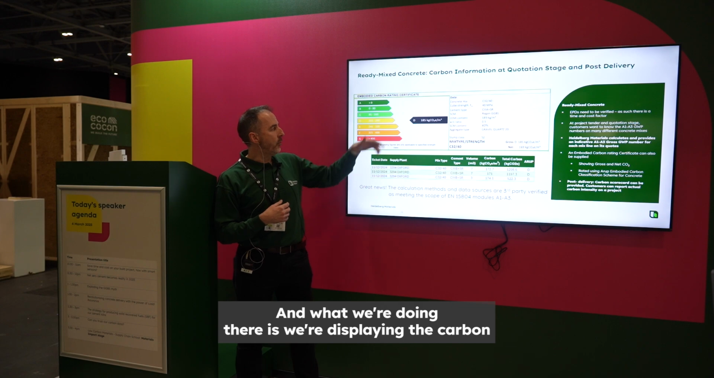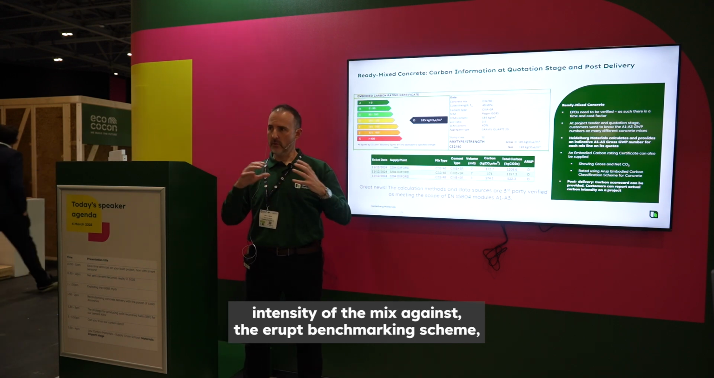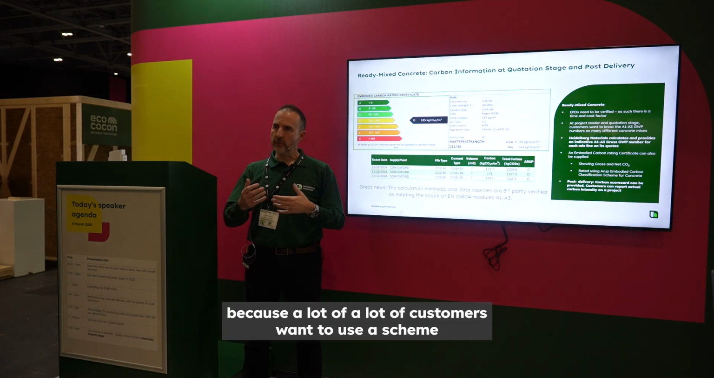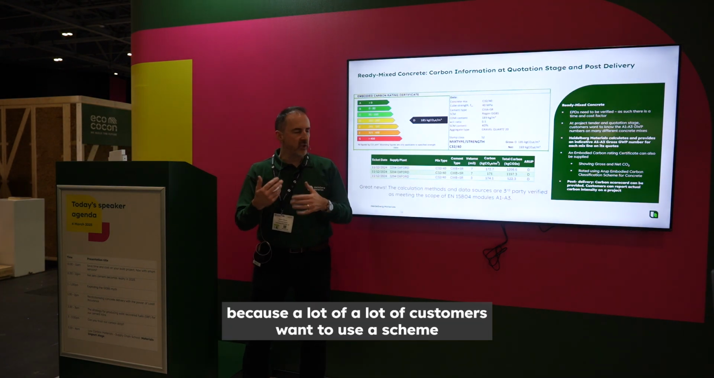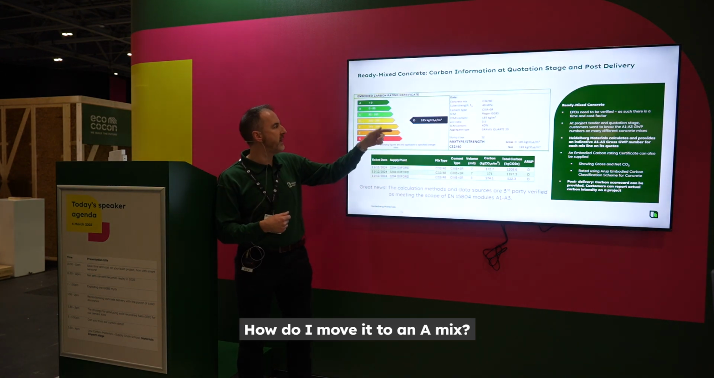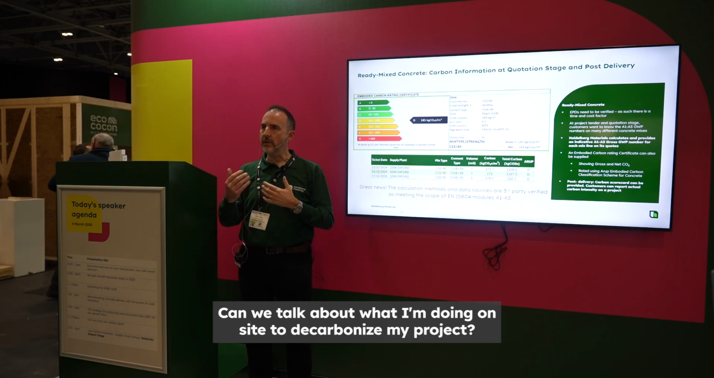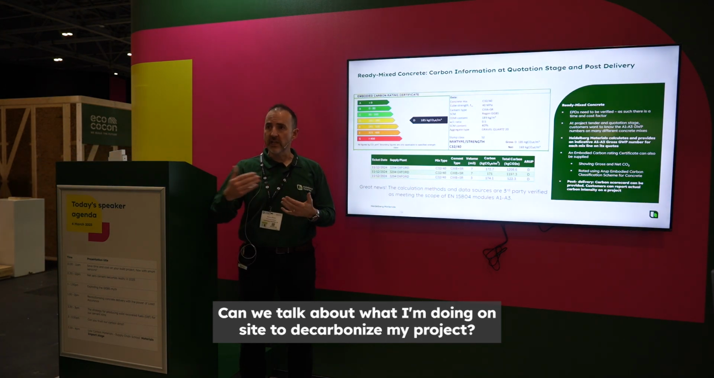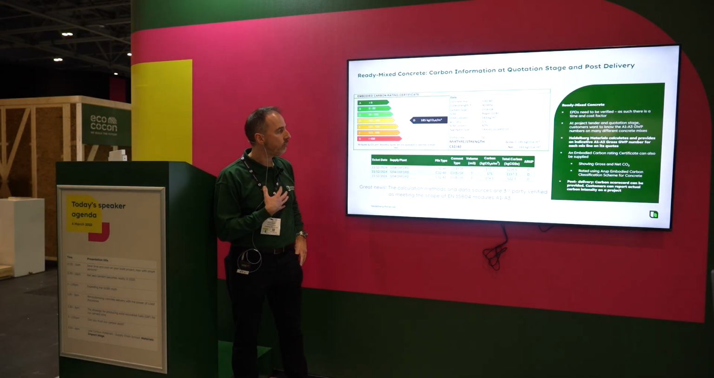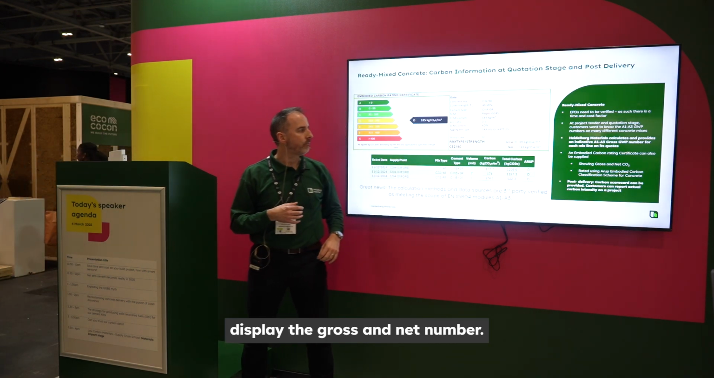And what we're doing there is we're displaying the carbon intensity of the mix against the ERUP benchmarking scheme, because a lot of customers want to use a scheme like this to say, right, I'm currently using a D-rated mix. How do I move it to an A mix? Can you offer me a lower carbon concrete? Can we talk about what I'm doing on site to decarbonise my project? And here we also display the gross and net number.